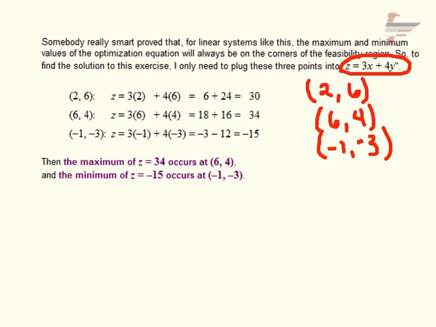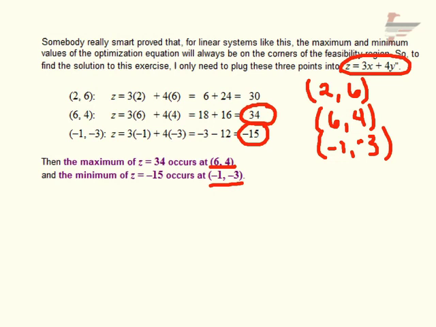Then I'm going to plug in my first vertice point and evaluate, and I get an output of 30. Then I plug in 6, 4 into this equation and get an output of 34. Then I'm going to plug in -1, -3 into the equation, and I get an output of -15. So the maximum is going to occur at 34 at the point 6, 4, and the minimum, which is -15, occurs at the point -1, -3.